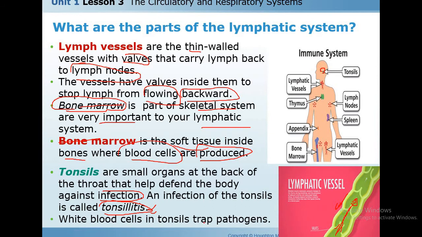White blood cells in tonsils trap pathogens. There are a lot of white blood cells inside the tonsils to trap or attack the pathogen. Again, tonsils are the small organs at the back of the throat that defend the body against infection. The infection of the tonsils is called tonsillitis. Bone marrow is a part of the skeletal system, and it is a very important part of the lymphatic system. Why? Because it produces white blood cells, which are very important in the lymphatic system.